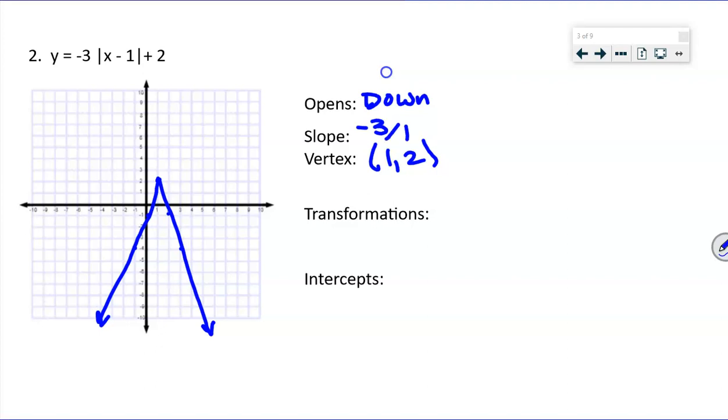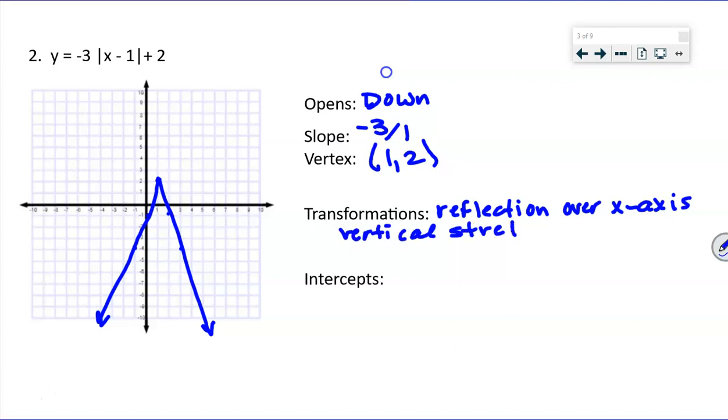Our transformations. The negative tells us it's a reflection over the x-axis. The 3 tells us it's a vertical stretch by a factor of 3. And then the 1 tells us it's 1 right. And the 2 tells us it's 2 up.